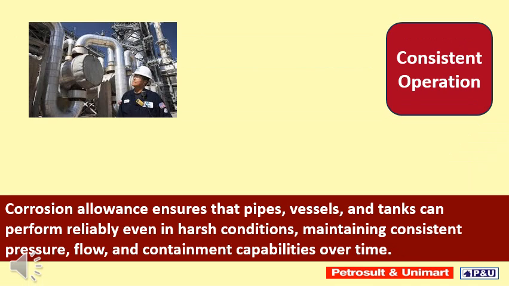Consistent operation. Corrosion allowance ensures that pipes, vessels, and tanks can perform reliably even in harsh conditions, maintaining consistent pressure, flow, and containment capabilities over time.